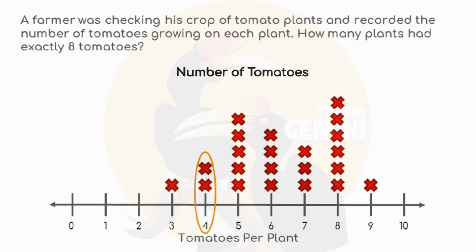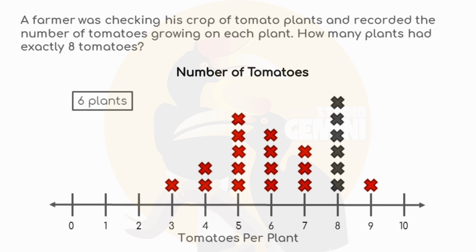The key word in this problem is exactly. We need to count all the X's in the column showing the number of plants with 8 tomatoes. 1, 2, 3, 4, 5, 6. There are 6 X's, so 6 plants had 8 tomatoes.